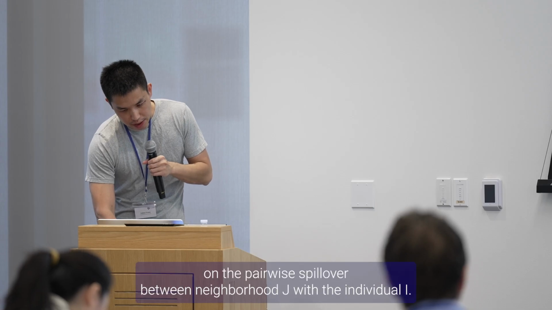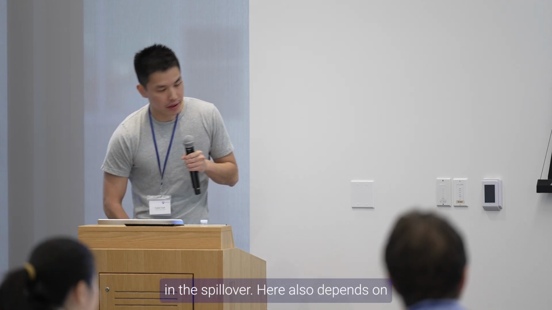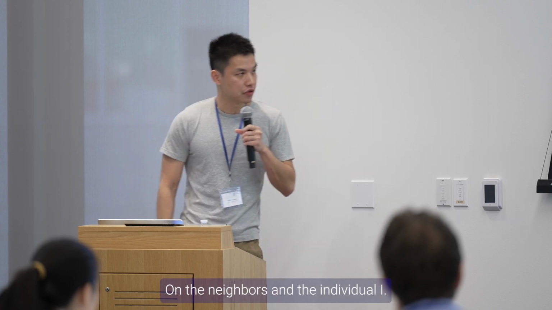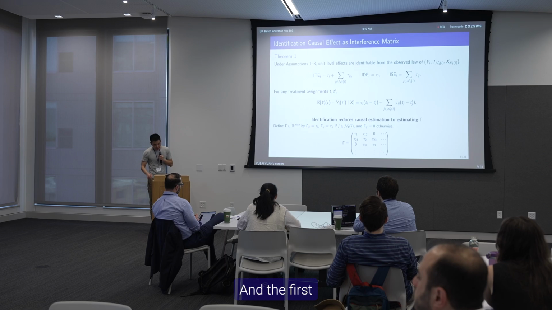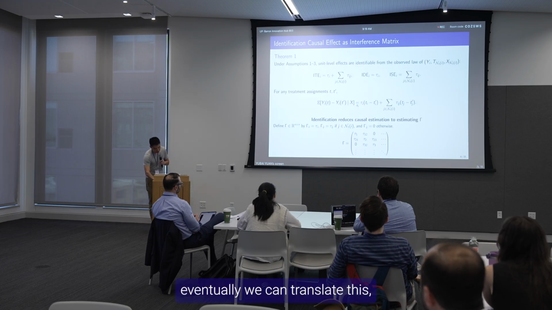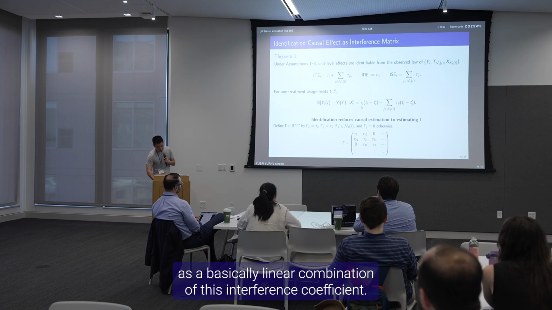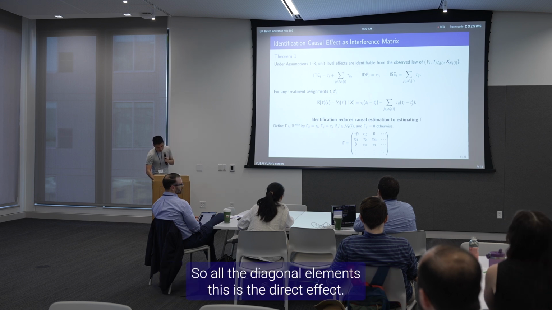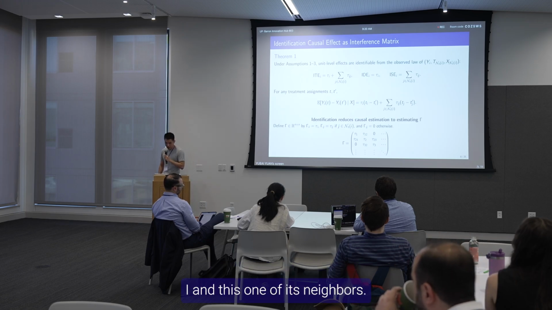And also the outcome depends on the pairwise spillover between a neighbor j and the individual i. This difference in the spillover also depends on the covariates of the neighbor and the individual i. As we mentioned, we can estimate this tau ij, the so-called interference coefficient, based on data. The first result is that, based on this setup, eventually we can translate any causal effect you want to estimate as a linear combination of these interference coefficients. If you organize these interference coefficients together, this can be treated as a matrix. All the diagonal elements are the direct effect, and all the off-diagonal elements are the pairwise spillover effect between a node i and one of its neighbors.